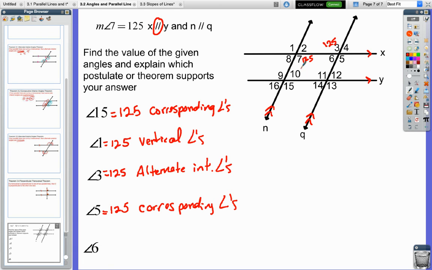And angle 6 right here. What's their relationship to each other? This X will be the transversal, and N and Q will be the parallel lines. They're both interior angles and they're both on the same side. So they'll be supplementary. Since they're supplementary, because as we said, they're consecutive interior angles, that makes this 55 degrees.